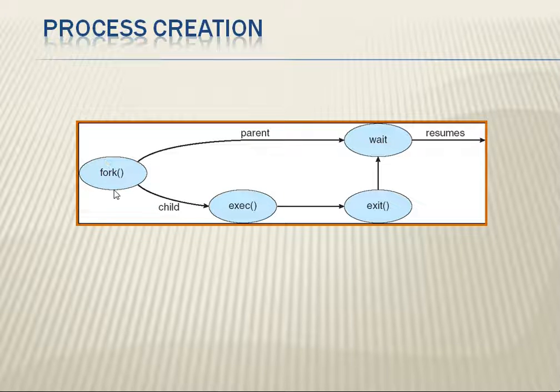After a fork system call is executed, a new process, that is the child process, is created. And the child process executes with the exec system call. Till then the parent waits. When the child terminates, the parent resumes its execution.